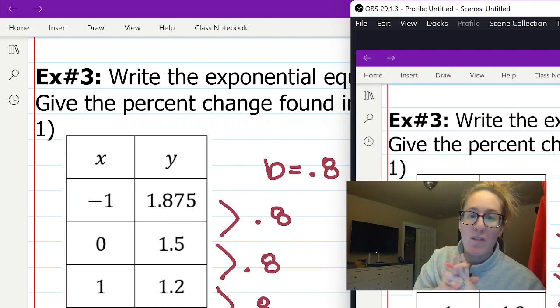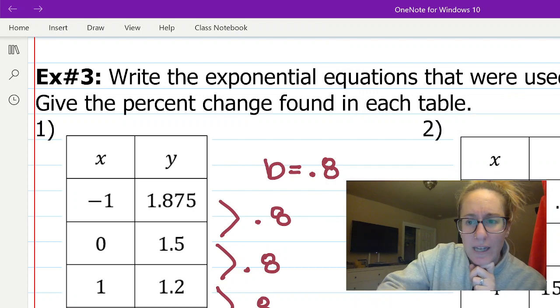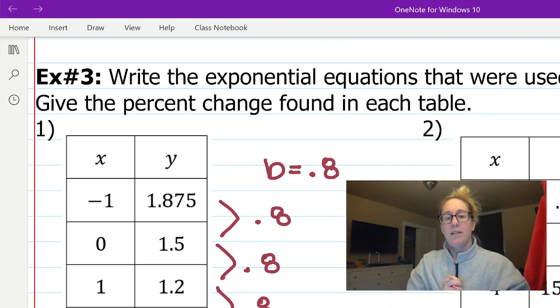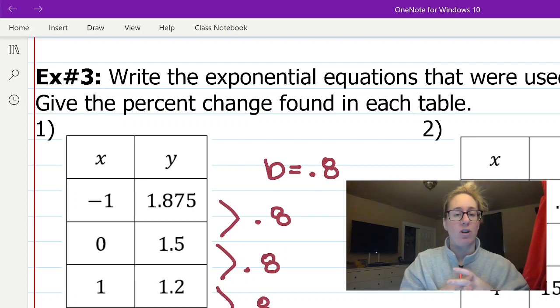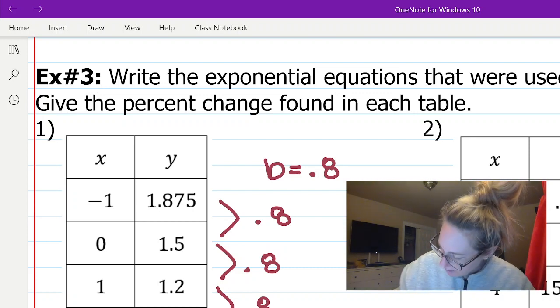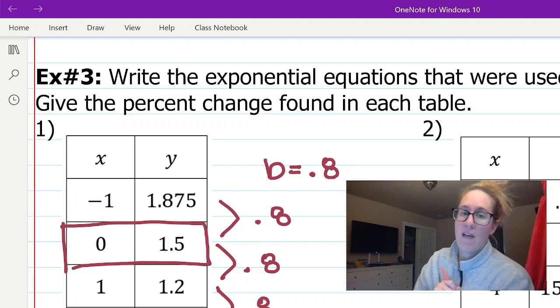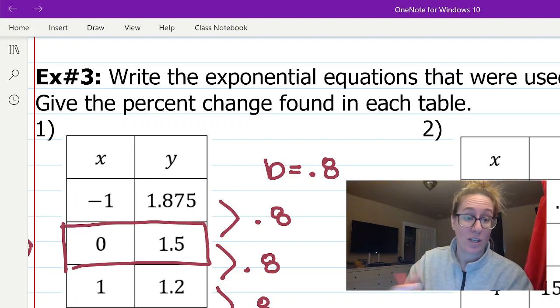Okay, so anyways, we have a base number of 0.8. Oh, I need to get this out of the way, because it's confusing to look at. All right, base number 0.8. Now we also know what our starting term is. Remember, this is a function. Our starting term is when x is 0. So right here, when x is 0, we have a y value of 1.5. This is our a, our starting term.